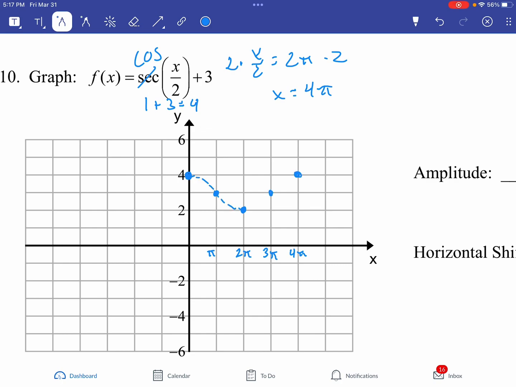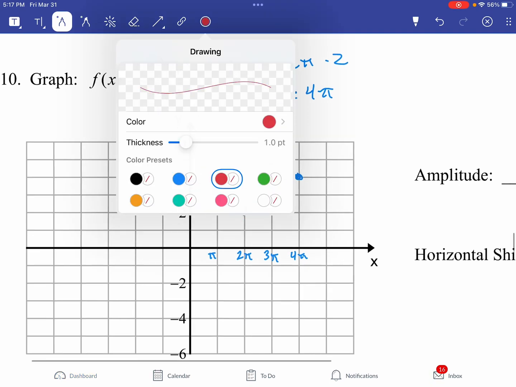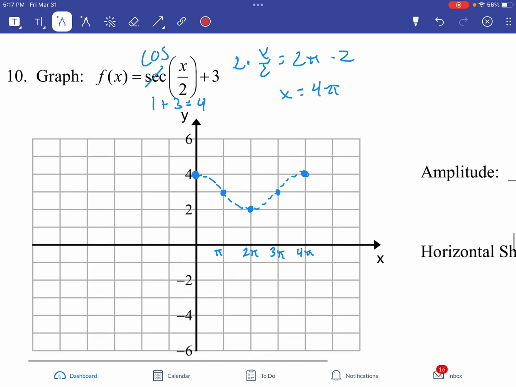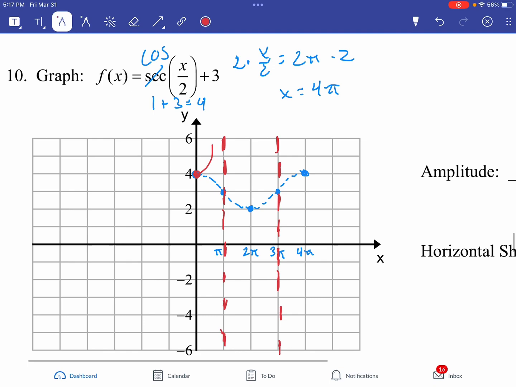It's a secant graph, so I'm going to make this a dashed line. Okay. At points 2 and 4, I will have my asymptotes. And the peaks I'll go up. The valleys I'll go down. Just like that.